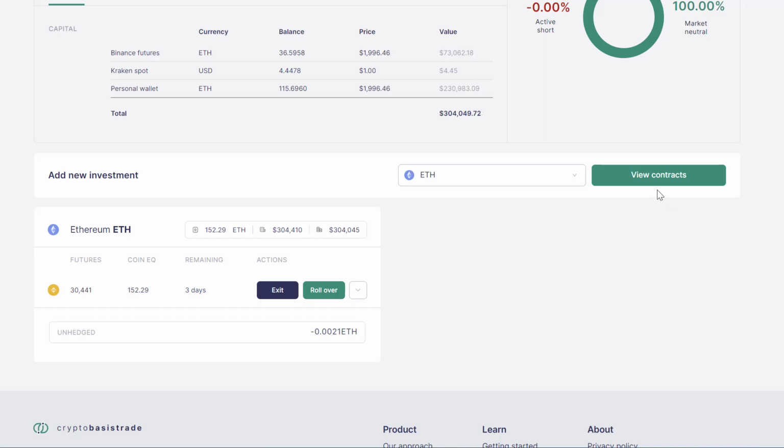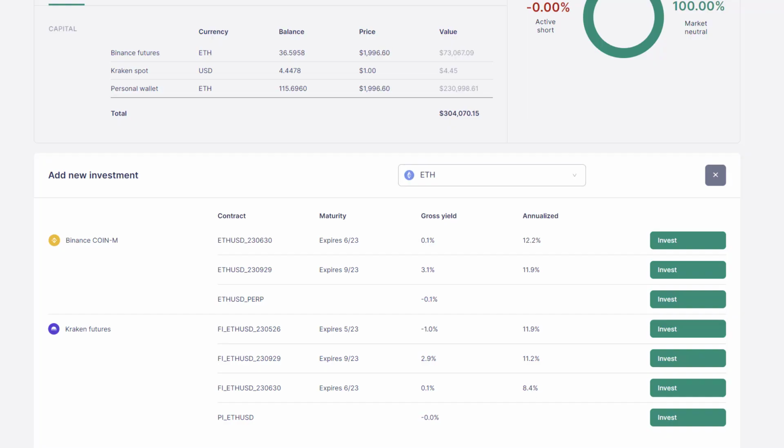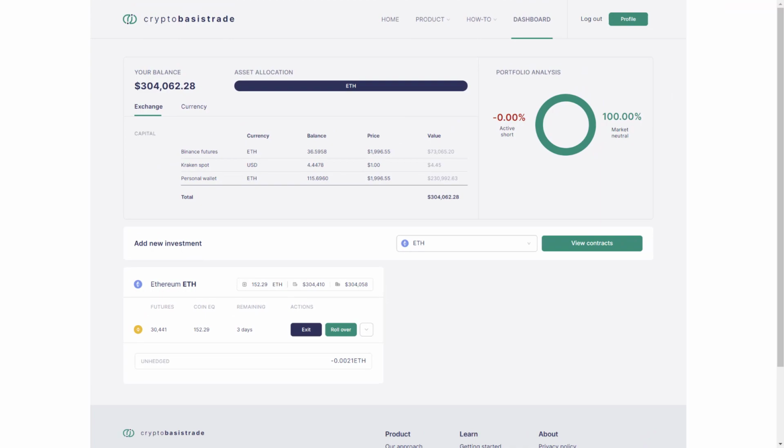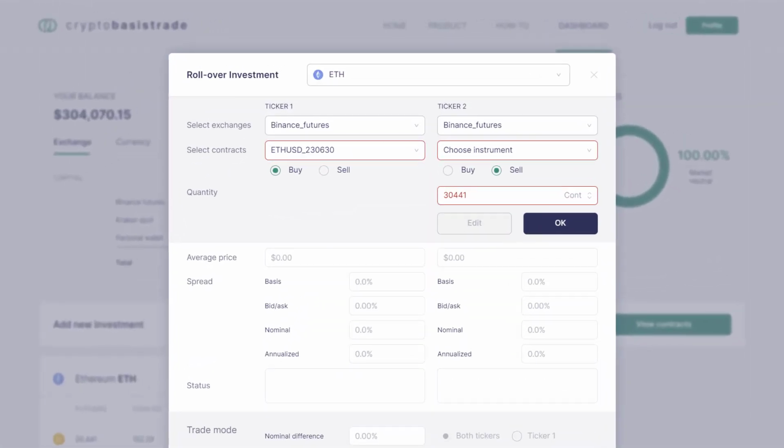We will first check the spreads. The spread in the September contract is around 3%, or almost 12% on an annualized basis. We will choose this contract. Let's go back to the Ether tile and press the rollover button. Choose the September contract from the drop-down menu.